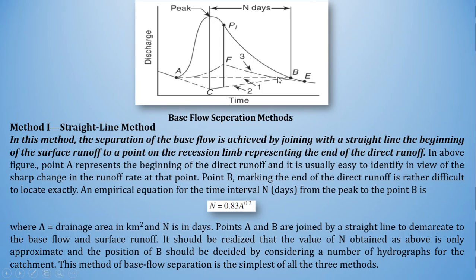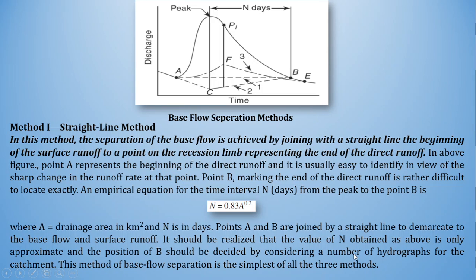Point A and point B are joined by a straight line to demarcate the base flow and surface runoff. The uppermost portion above this line will demarcate the surface runoff, and the line is separating the base flow from the surface runoff. It should be realized that the value of n obtained as above is only approximate and the position of B should be decided by considering a number of hydrographs for the catchment.